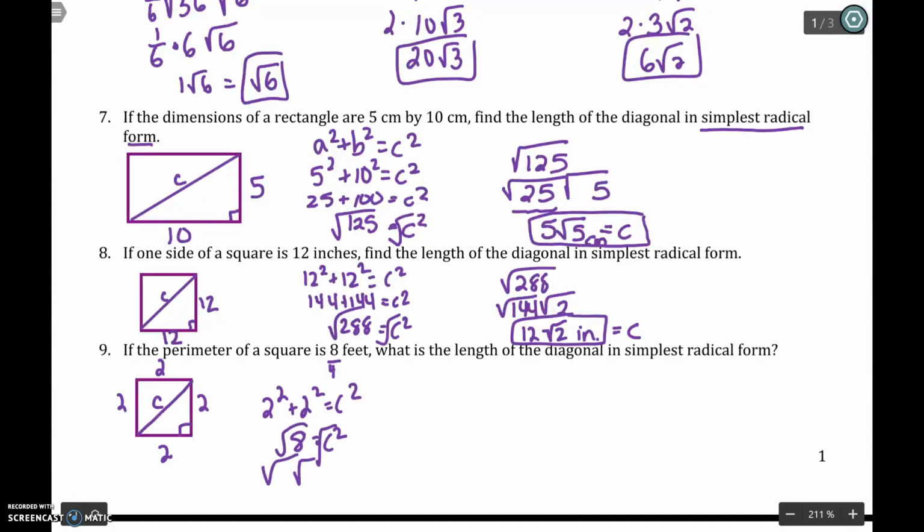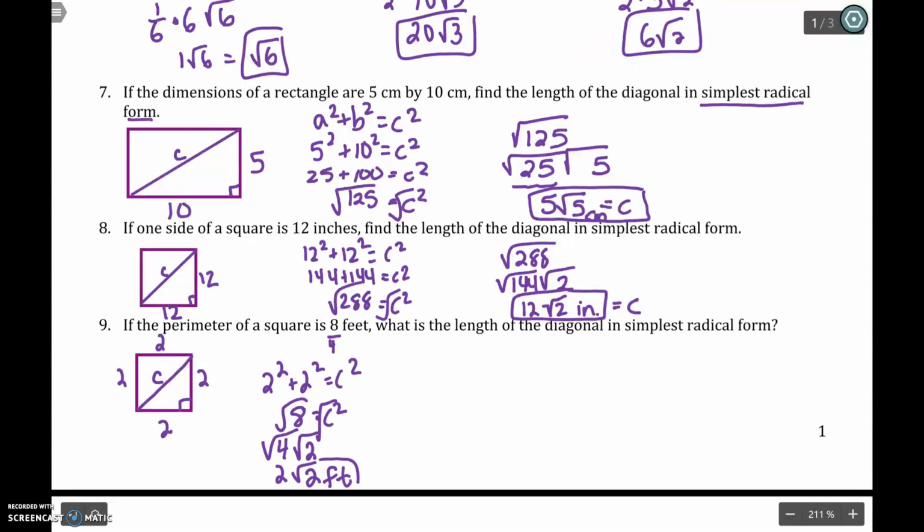And then we can simplify. The largest perfect square that goes into 8 is 4, and it goes in twice. The square root of 4 is 2, radical 2 feet.